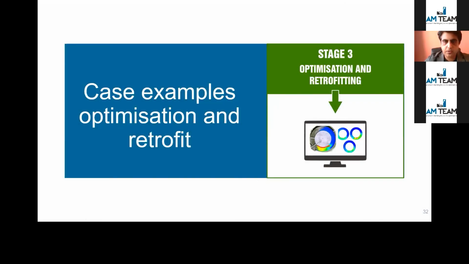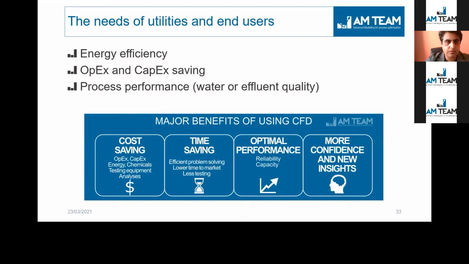The last stage, which is more for the end users, for the utilities, is optimization and retrofitting on large scales. I have a couple of examples for that. Normally, for the end user, it's important that they are not overspending energy. Of course, they want to be as efficient as possible with energy use, and they also want to reduce as much as possible OPEX and CAPEX. On top of that, they also want their process performance to be always optimal, with no problems at that end. So I think again they can benefit from all these different options using CFD.